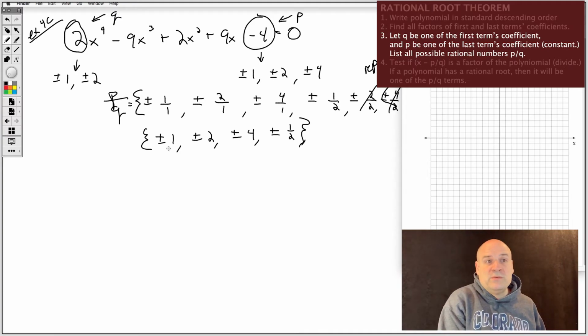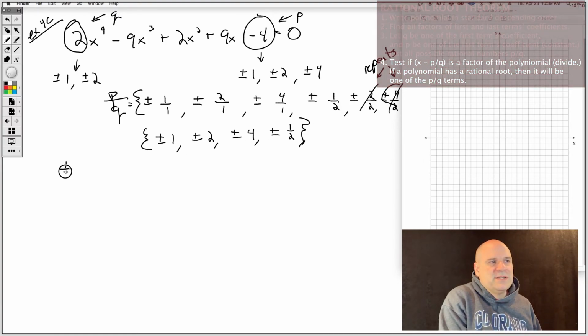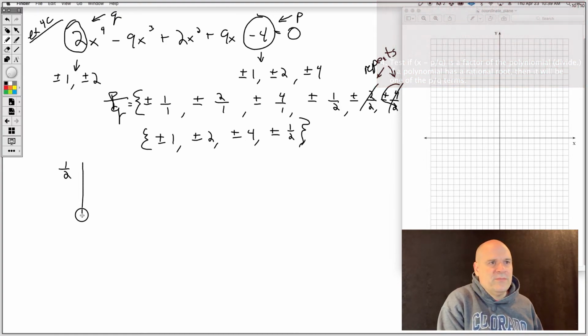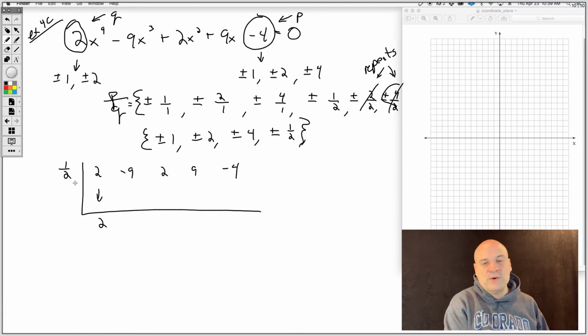So we just have to choose one of these and plug it in, see if it's a root. We're gonna choose the hard one. We're gonna try to see if 1/2 is a root, okay? So let's plug it into synthetic division, write our coefficients, 2, negative 9, 2, 9, negative 4. Bring down the first one, 2, multiply 1/2 times 2, that's nice, just 1. Add, multiply 1/2 times negative 8 is negative 4.